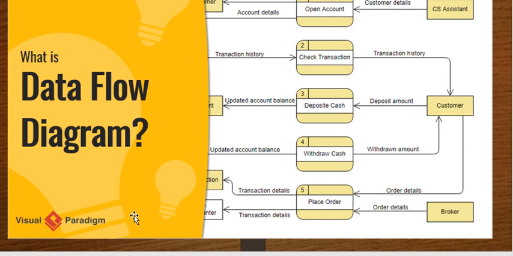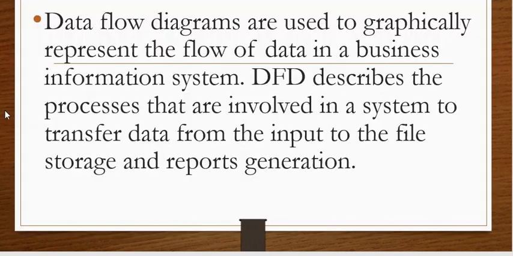A data flow diagram acts as a flow chart for business processes and information systems. Since it has such a wide range of application, it is commonly used in numerous sectors these days. So, what is a data flow diagram? Data flow diagrams are used to graphically represent the flow of data in a business information system.